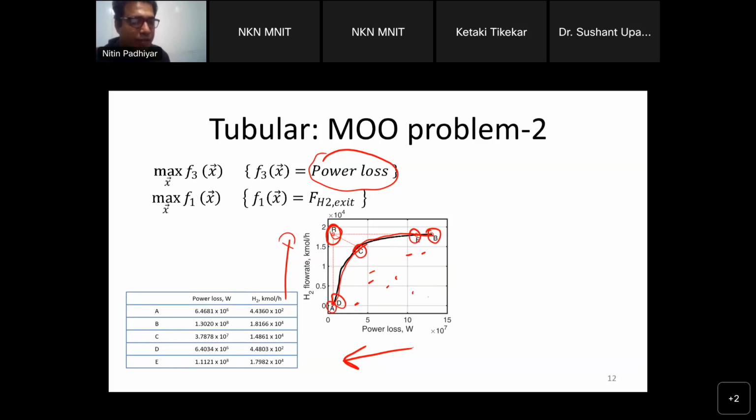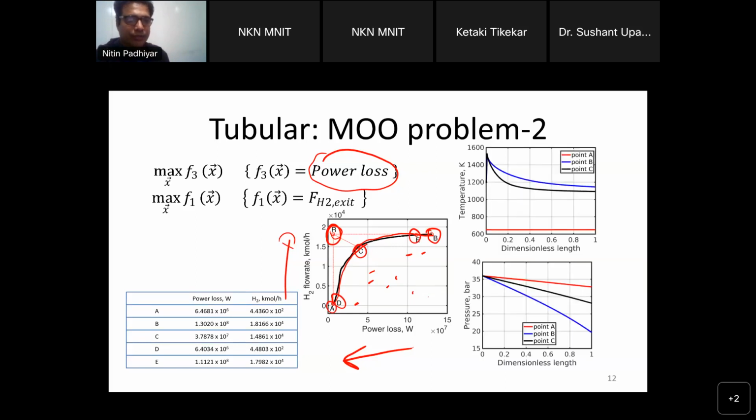Each point on this curve can be obtained by correspondingly choosing the feed conditions, that is temperature, steam and oxygen. And these are the typical pressure profiles and temperature profiles inside the reactor for the 3 points. Now I'm not doing analysis of these variables, because many of you will not be able to understand those, especially those who are from other than chemical engineering discipline.